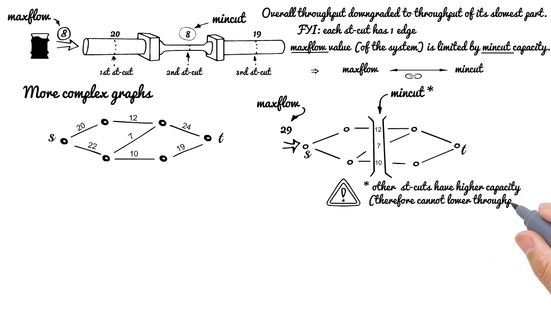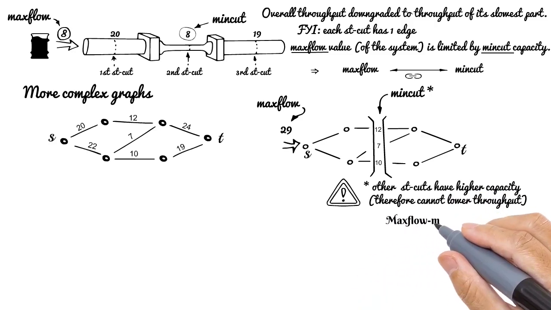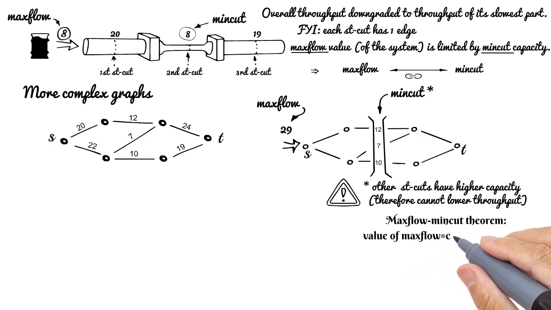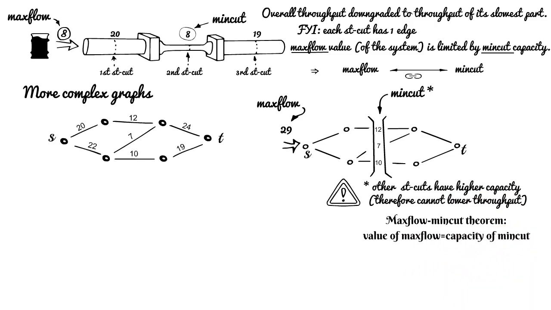Therefore, other alternatives to mincut cannot lower down our throughput even more. I will wrap it in a simple way as the Maxflow-mincut theorem. Value of the Maxflow equals the capacity of a mincut. The Mincut-Maxflow approach is similar for more complex graphs with lots of vertices and edges.